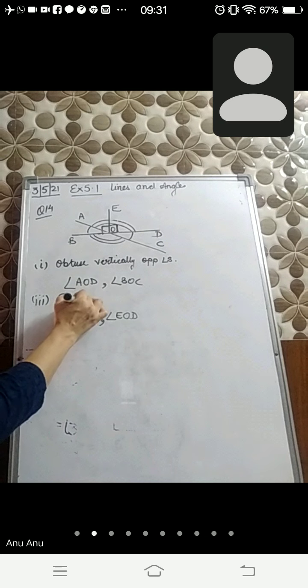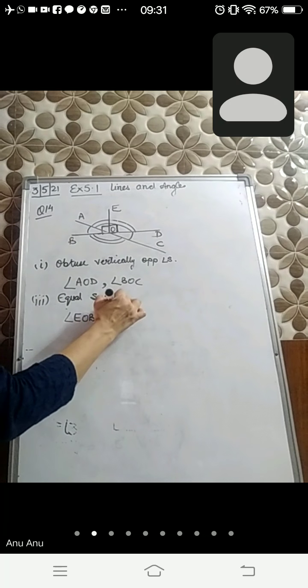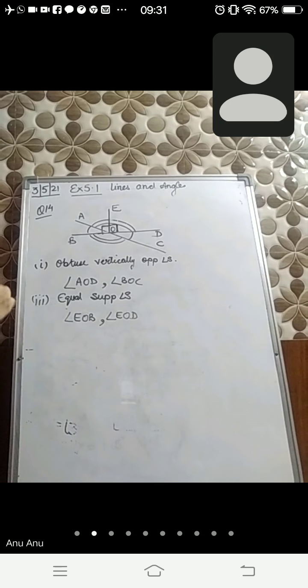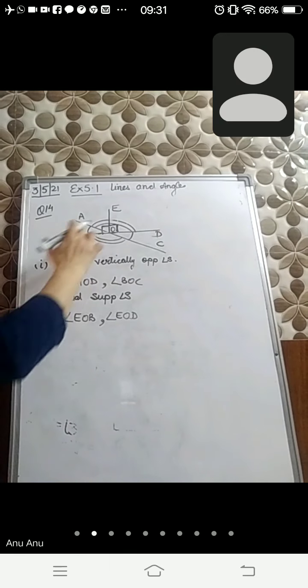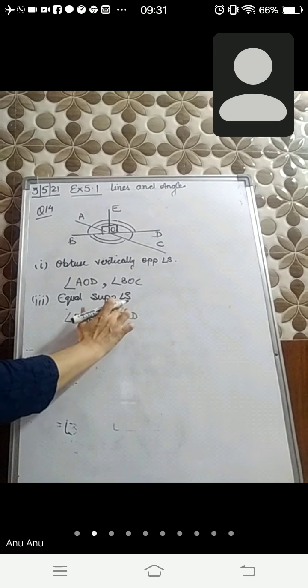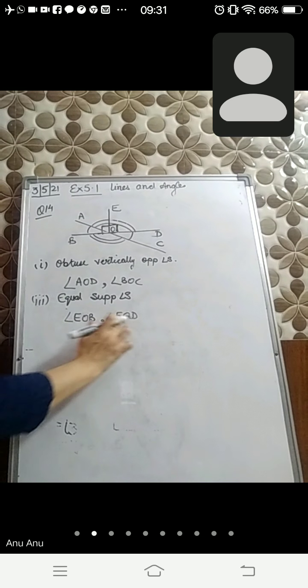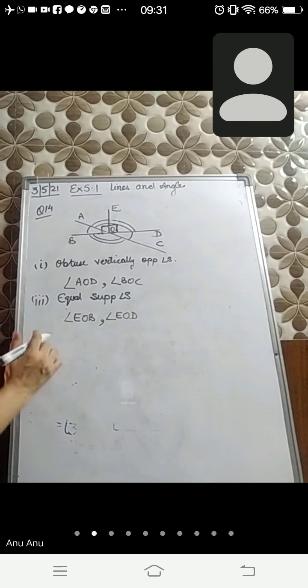Equal supplementary angles. Equal है ना? Equal means ये भी 90 है और ये भी 90 है. 90 and 90 will make 180, and they both are equal, so equal supplementary.